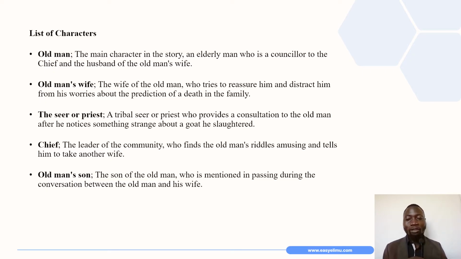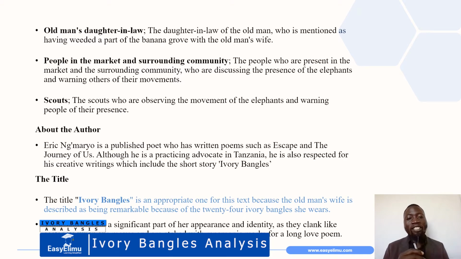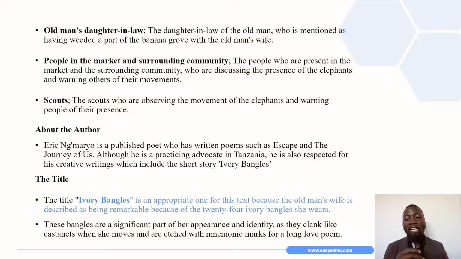It is funny that the characters have no names. They are given names based on age, titles, etc. We also have the old man's daughter-in-law, who is mentioned as having weeded a part of the banana grove with the old man's wife. In the text, we also have minor characters who are mentioned, for example, people in the market and the surrounding community. They are discussing the presence of the elephants and warning others of their movements. We also have the scouts, who are observants in the text, observing the movement of the elephants and warning people of their presence.